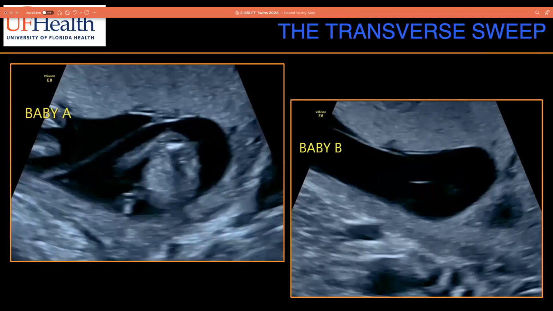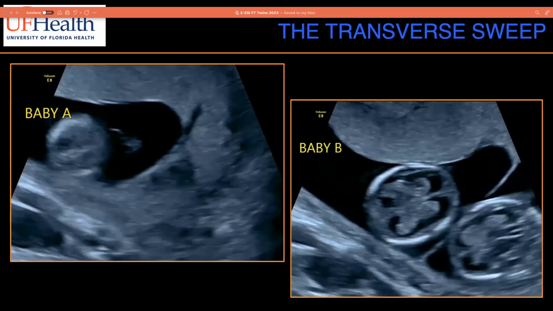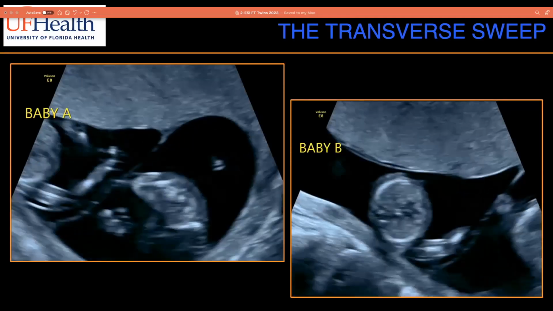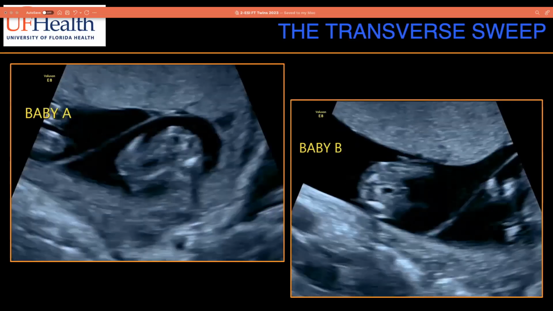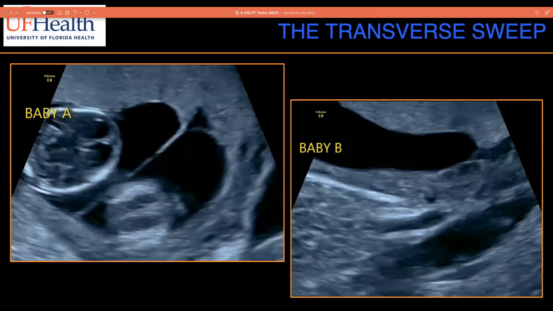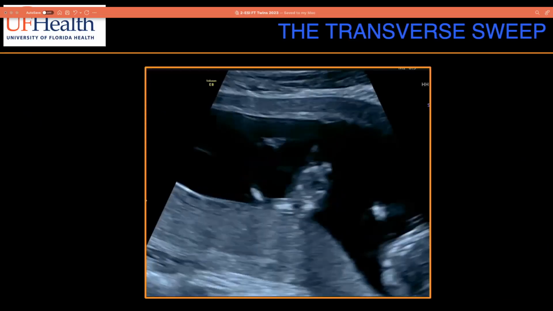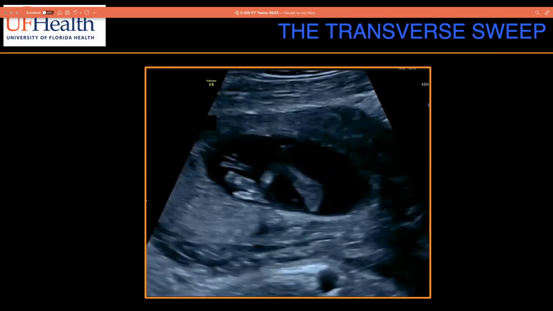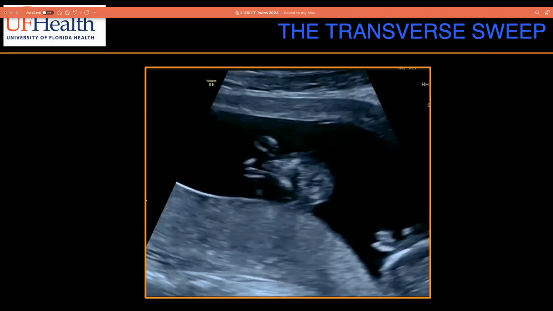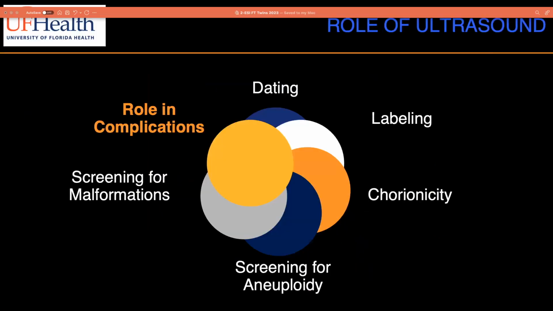I'm not going to slow all of them. Twin A and twin B, and with that you can really do a very quick screening for all major abnormalities. And here's another set of twins. You can already note a discrepancy in the size between the two, and this helps you predict complications.